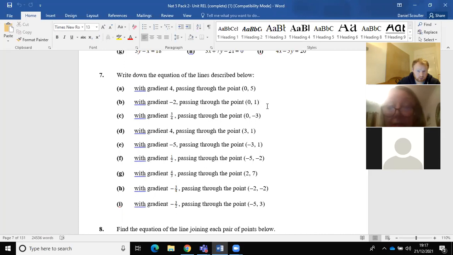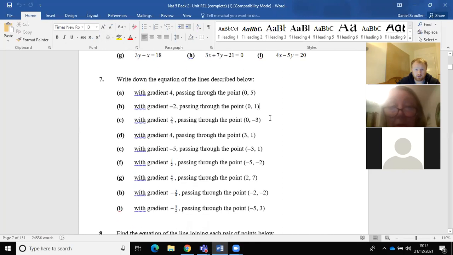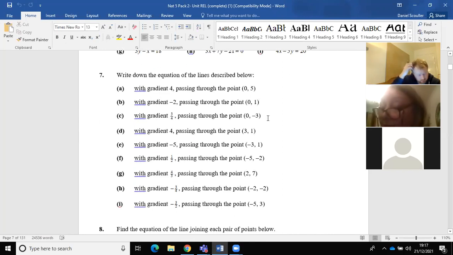What page is that again, please? So that is page 7. Page 7 of booklet 2, question 7. Oh, thank you.